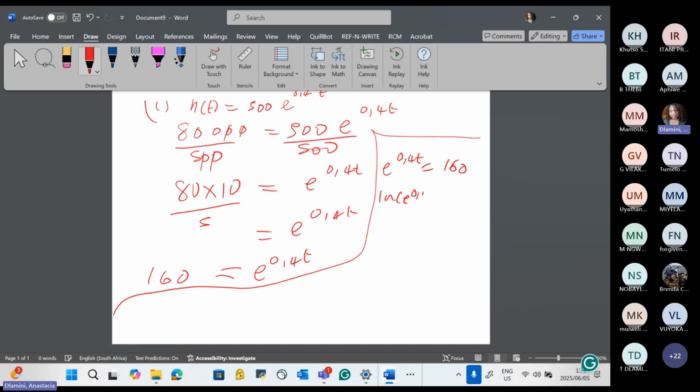I know by now we have to use ln t equals 160, and then 0.04 is 40, sorry, equals 160 ln. So then this is what, guys, I'm so tired. That's 160 over 0.4. Is that right? For t.